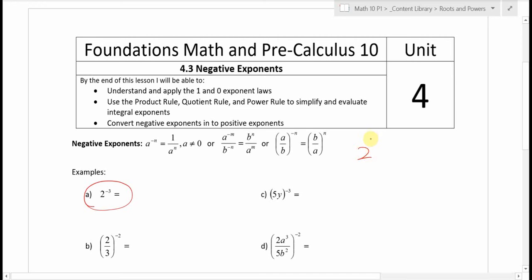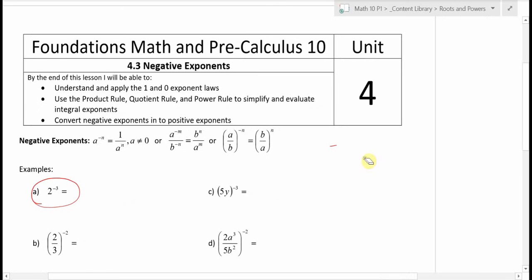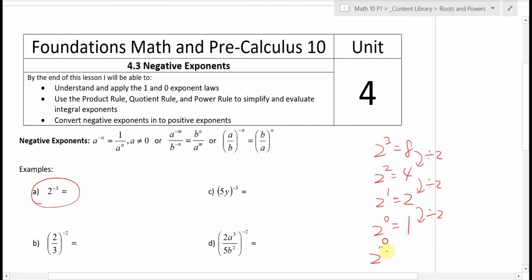So, we can find out what 2 to the power 3 is. We know that already, that was 8, and 2 squared is 4. And you know what? I'll actually move this a little bit to the right. Okay, so 2 cubed is 8, 2 squared is 4, 2 to the power of 1 is 2, 2 to the power of 0 is 1, right? We just divide by 2, divided by 2, divided by 2. Well, now we can keep going, right?